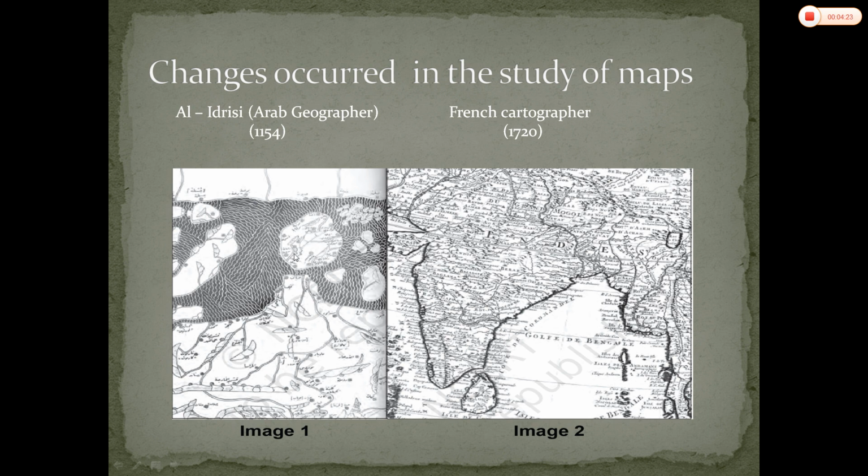And this island in the Indian Ocean that you can see is Sri Lanka, and these are the Andaman and Nicobar and Lakshadweep islands. So in this way he has made the map. Why are these differences occurring? This is because of the development in the art and science of cartography in the period of 600 to 700 years. So these kinds of changes have occurred.